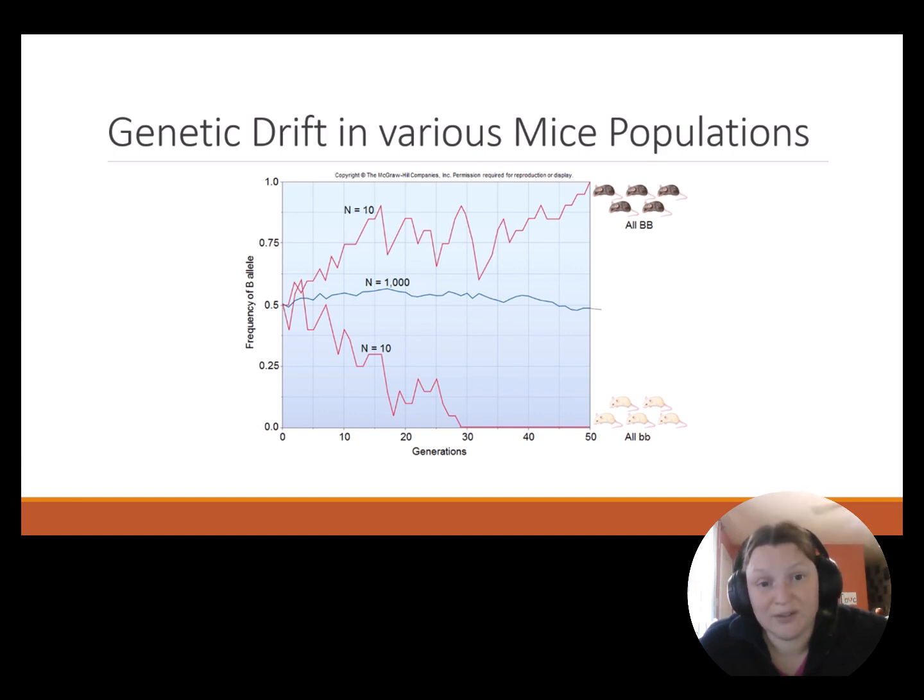We can look at this graphically. So these were populations of mice that were bred in the lab. Some of the populations were very small, n equals 10, and we see these very large fluctuations in the allele frequencies over time, eventually leading to this loss of genetic variation, and we call that fixation. In our large population, n equals 1,000, we see some shift and some change over time, but these allele frequencies tend to fluctuate right around the original frequency.